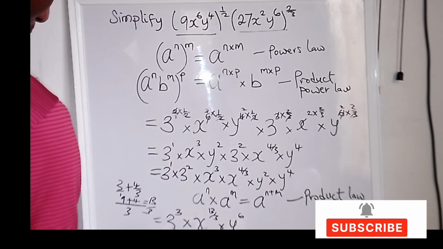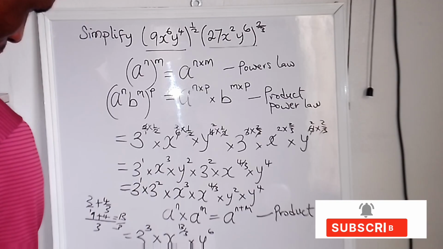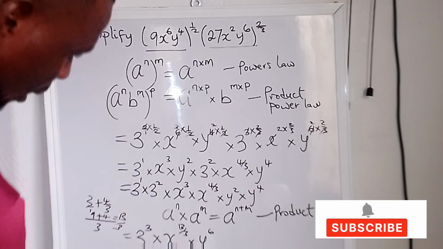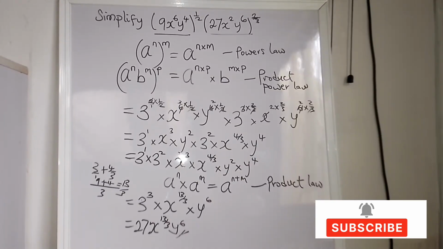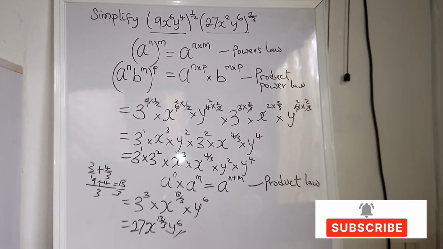So we now have finally 3 raised to the power 3, and then turn it back to 27. Then we have x raised to the power of 13 over 3, and y raised to the power 6. So that is the final answer.